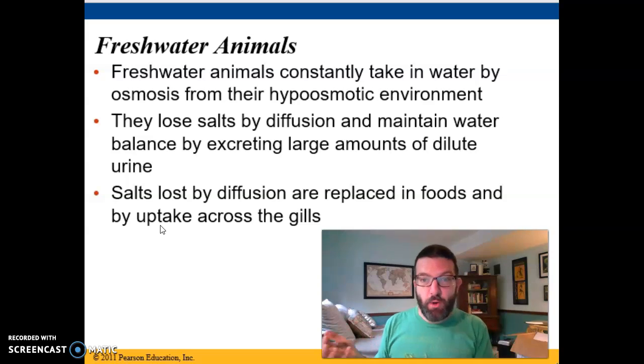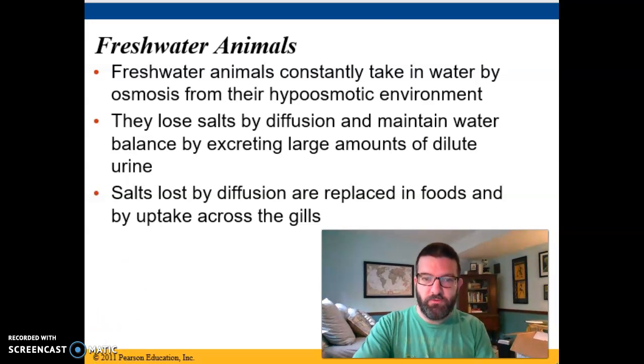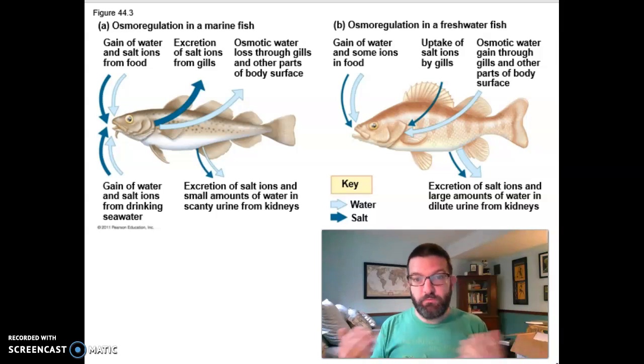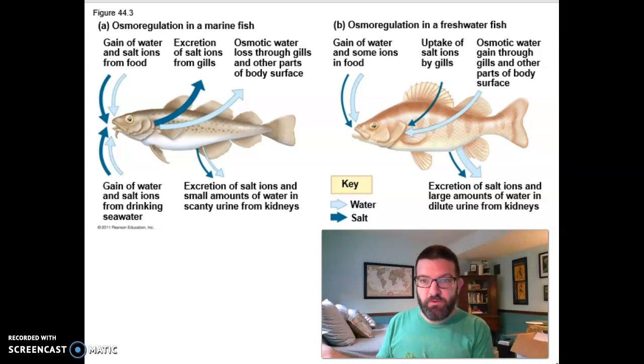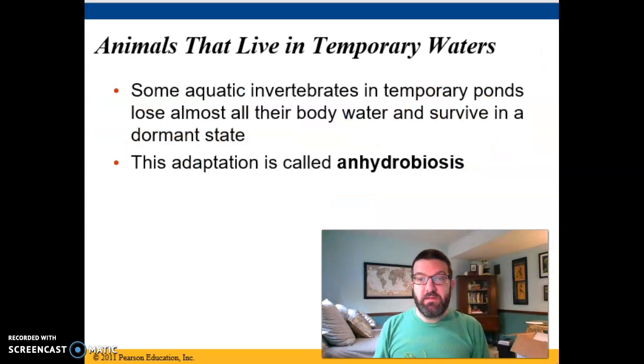Freshwater animals are in a hypoosmotic or hypotonic environment, meaning they are hyperosmotic or hypertonic to their environment, which means water is going to come in. And so they are going to lose salts by diffusion, gain water by diffusion. And so they're going to have to replace those salts with food and uptake across the gills. So marine fish and freshwater fish have exactly opposite osmoregulation challenges. And this is why most ocean fish can't live in fresh water and most freshwater fish can't live in the ocean.